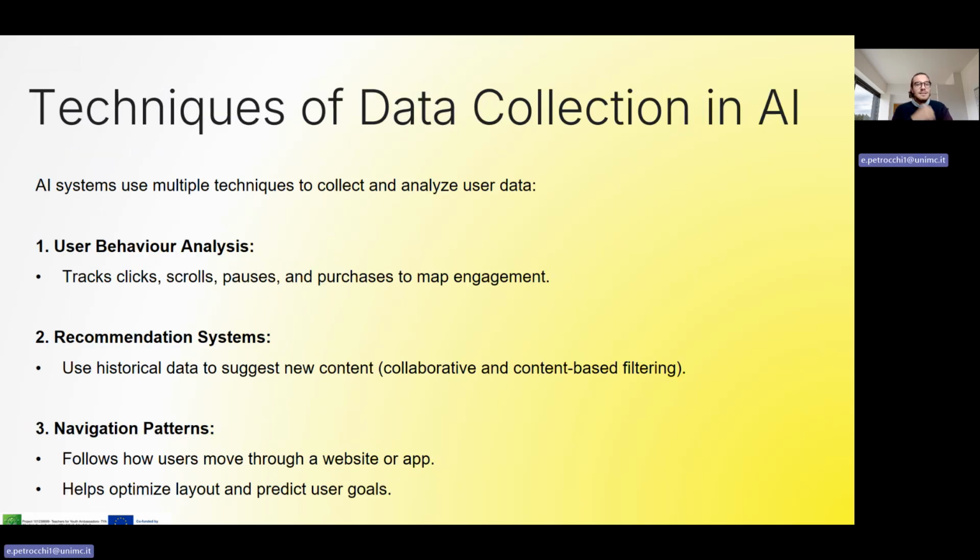But how are AI systems able to collect this kind of data? There are many techniques. User behavior analysis is one of them. It tracks clicks, scrolls, pauses, and purchases to map engagement. Recommendation systems use historical data to suggest new content, and navigation patterns follow how users move through a website or an app, and help optimize layout and predict user goals.